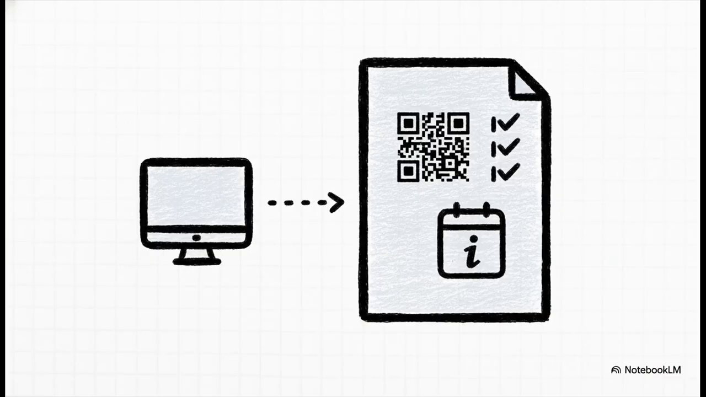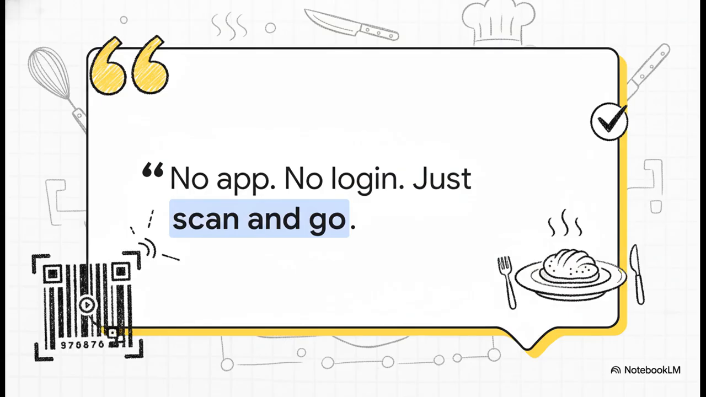So how does that digital plan actually get into the kitchen? Well, it's not through a bunch of messy notes or texts. The event manager just prints out one single piece of paper, the chef QR sheet. It's got all the event details, a full ingredient checklist, and most importantly, a unique QR code. And here's the really brilliant part: accessibility. The whole system is designed for how kitchens actually work. The chefs don't need to download an app or remember a password. It's literally just scan and go.